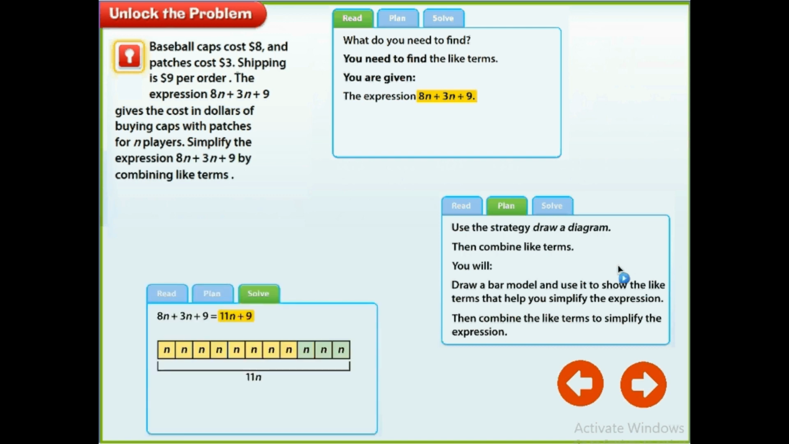Now let's solve the problem. Draw a bar model to simplify the expression. In the bar model, each square represents 1n. Use 8 squares to represent 8n and 3 squares to represent 3n. Let's combine the like terms. 8n plus 3n equals 11n. Now you can simplify the expression you started with. 8n plus 3n plus 9 equals 11n plus 9.